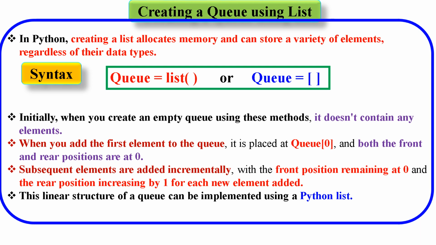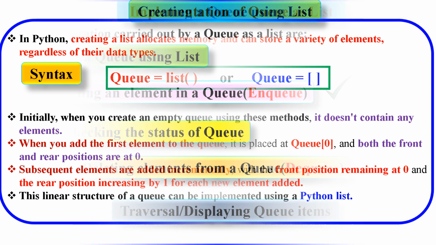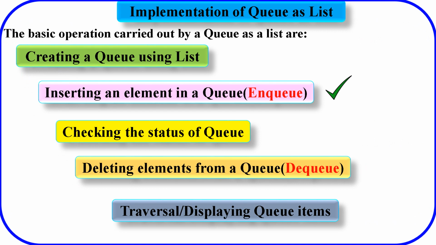Initially, when you create an empty queue using these methods, it doesn't contain any elements. When you add the first element to the queue, it is placed at queue of index 0, and both the front and rear positions are at 0. Subsequent elements are added incrementally, with the front position remaining at 0 and the rear position increasing by 1 for each new element added. This linear structure of a queue can be implemented using a Python list. Now, we're going to discuss inserting an element in a queue, Enqueue.